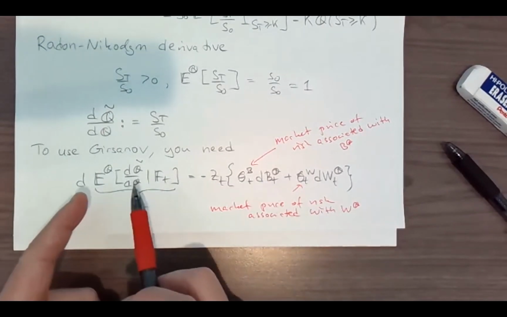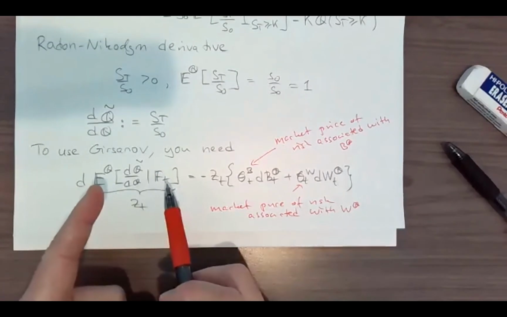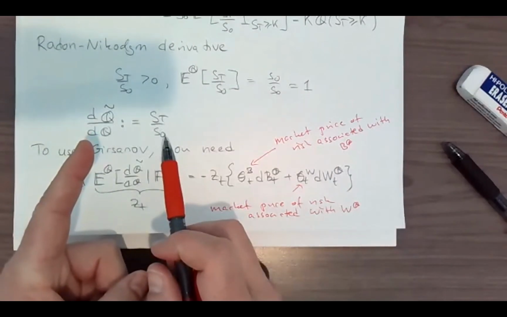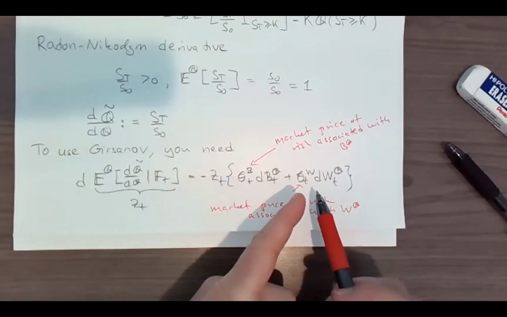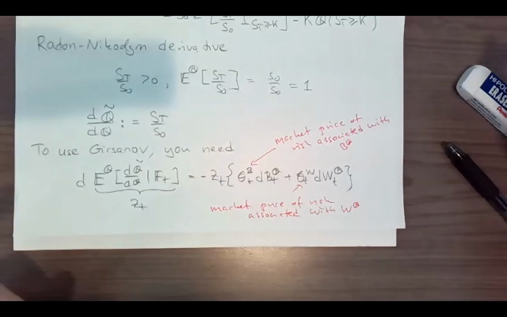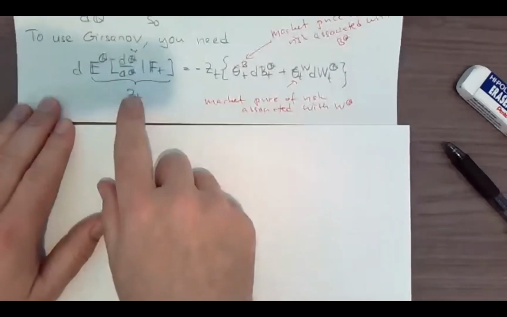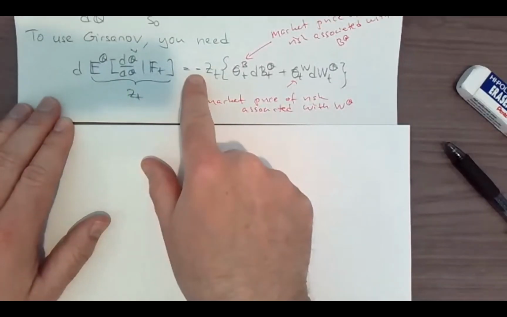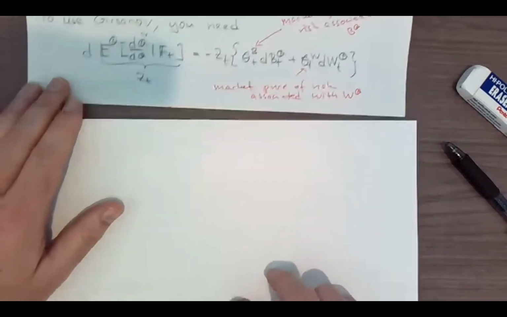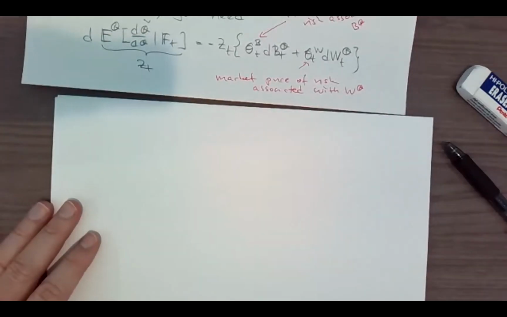So we need to compute the dynamics of the conditional expectation. I need to figure out what these two here are. This is what goes into Girsanov's theorem. And so let's work out what the conditional expectation is. I need to write the conditional expectation as minus the conditional expectation times something. Okay, so let's work out what it is.